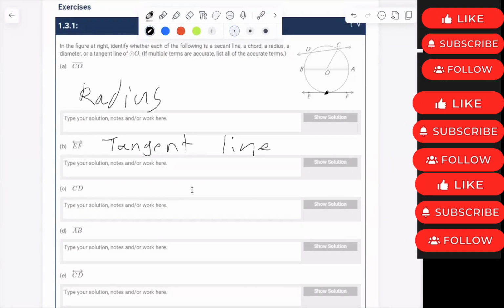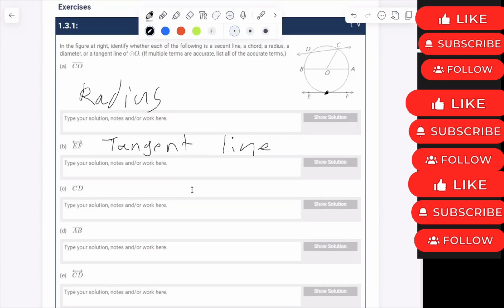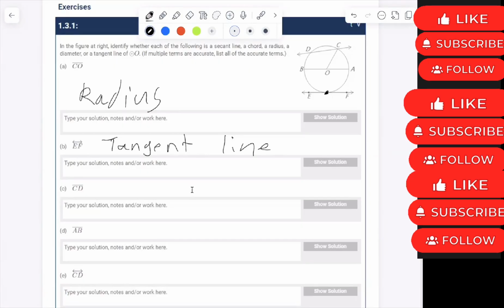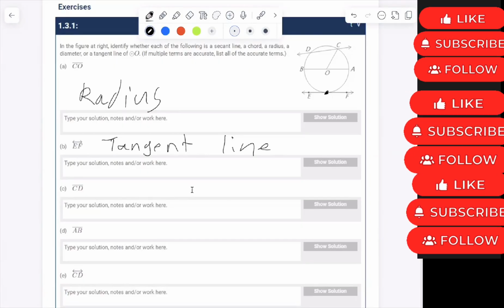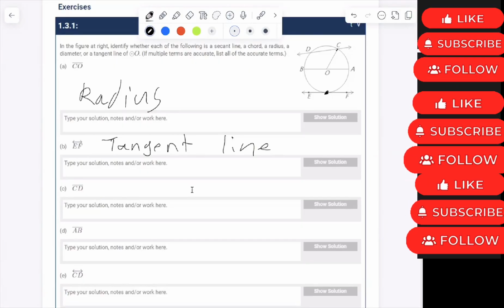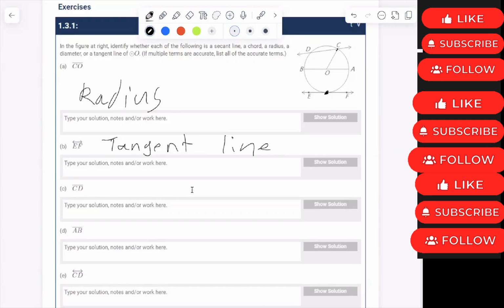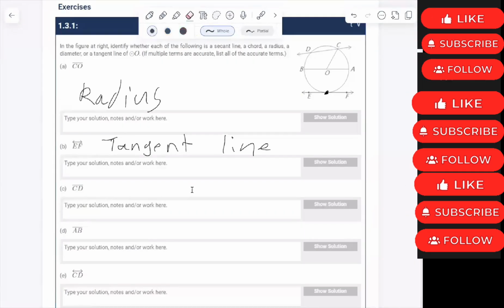Now let's move on to CD. CD is a chord. Why? You might say CD is also a line. Well, you're not wrong, but CD is a line segment. C and D are points on the circle. That's a chord. You call that a chord.